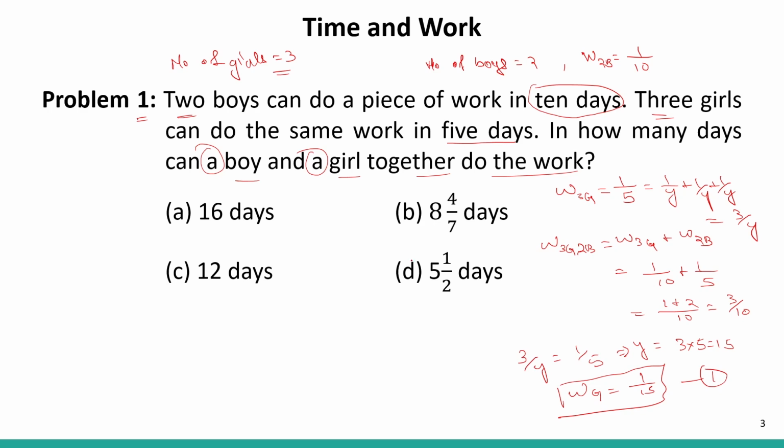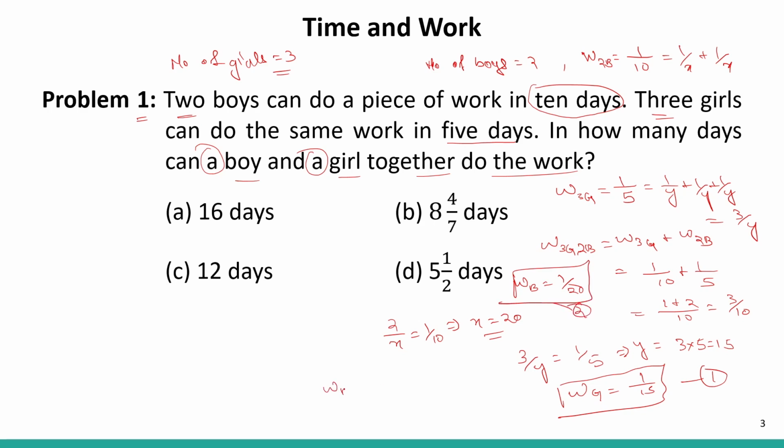So what will be Wb? Let the work rate of a boy be 1 by x. So it will be 1 by x plus 1 by x, because the number of boys is equal to 2. Given that 2 by x is equal to 1 by 10, this implies that x is equal to 20. So WB is equal to 1 by 20.